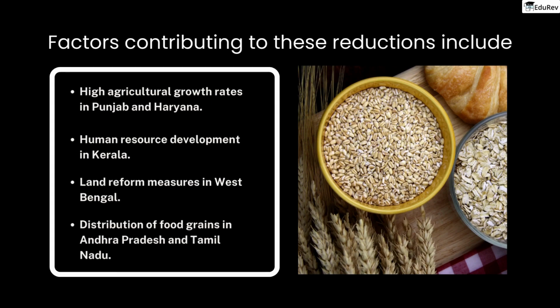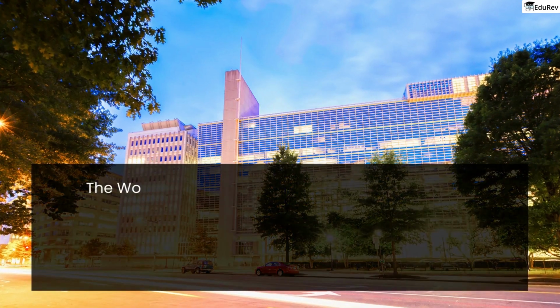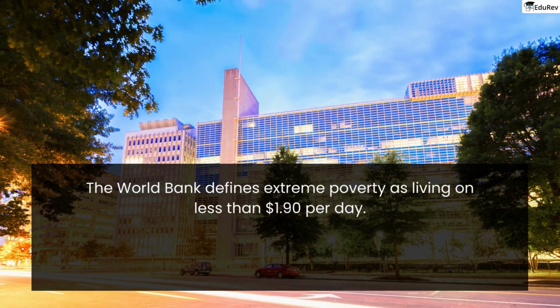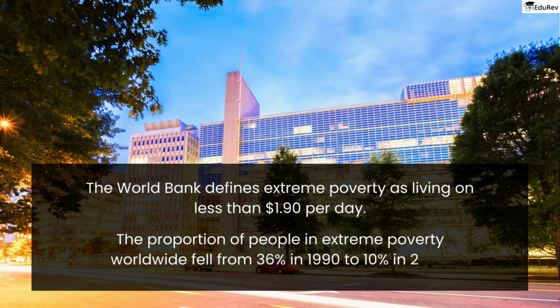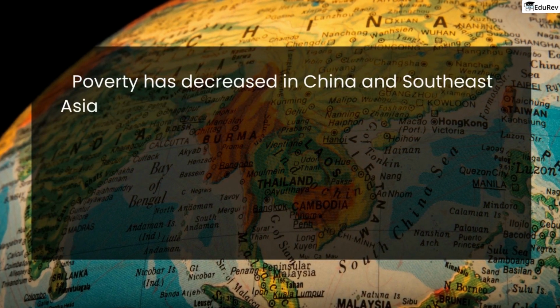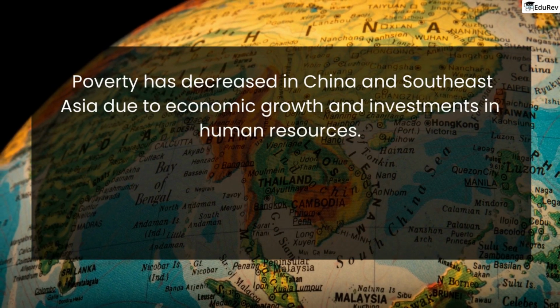With the understanding of the differences in poverty levels between Indian states, we can now delve into the subject of global poverty scenario. The World Bank defines extreme poverty as living on less than $1.90 per day. The proportion of people in extreme poverty worldwide fell from 36% in 1990 to 10% in 2015. Poverty has decreased in China and Southeast Asia due to economic growth and investments in human resources.